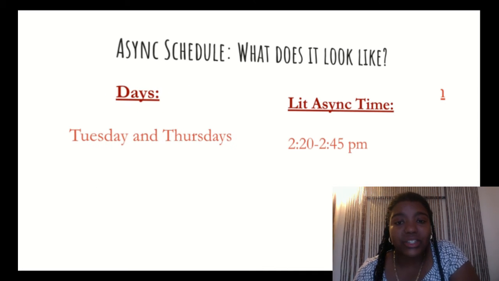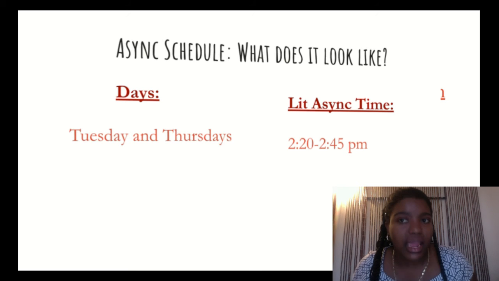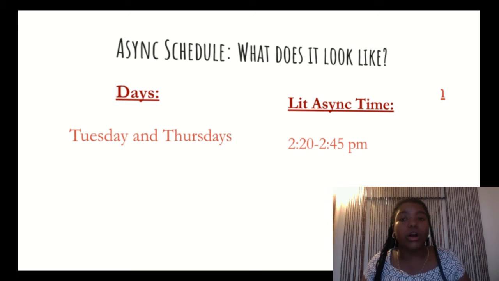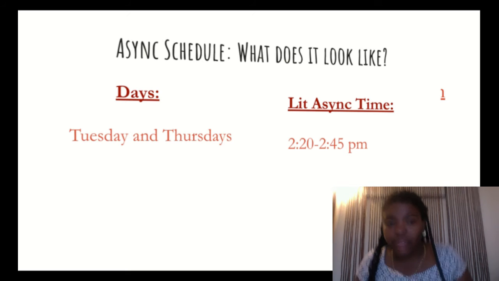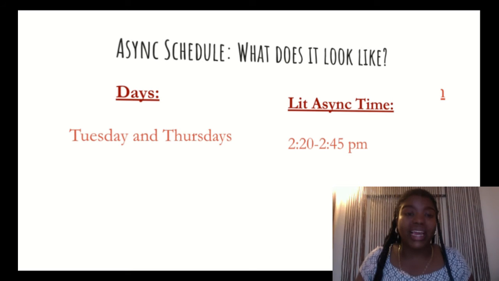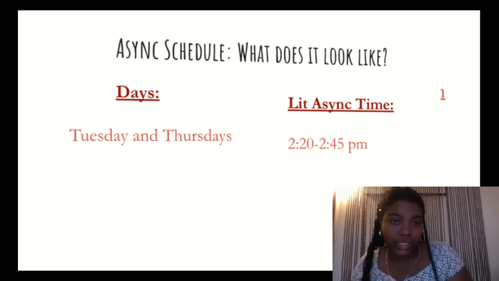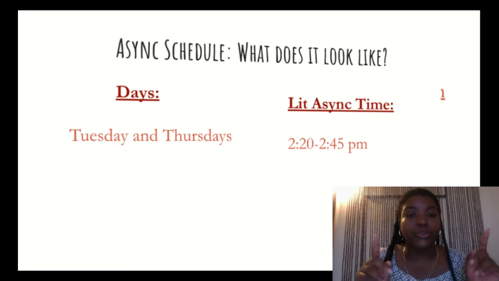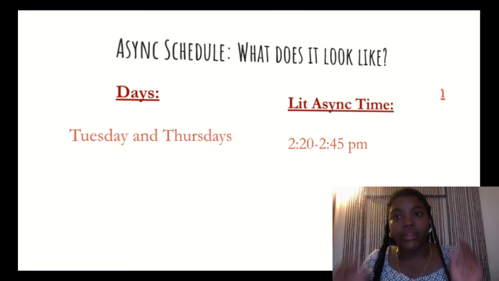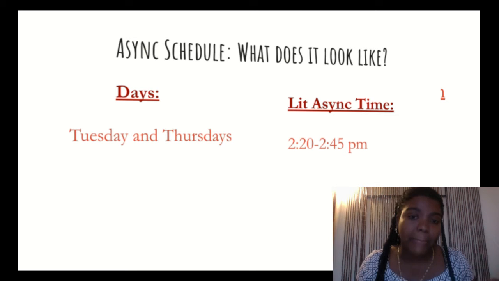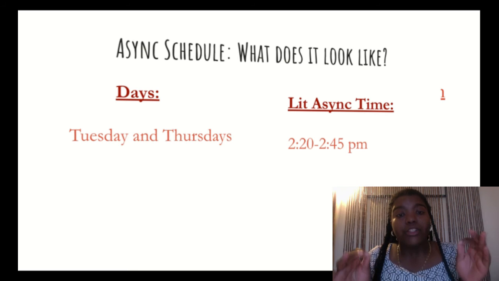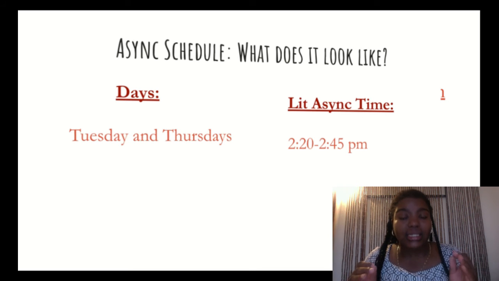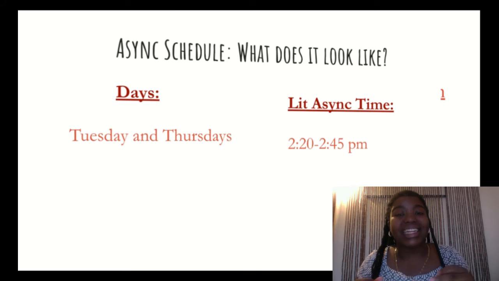Our async schedule, what does it look like? Today, even though it is a Friday, we are running on a Tuesday schedule, meaning our async days are Tuesdays and Thursdays. Our time slot on the schedule for async time is 2:20 to 2:45. This is especially important to note because I expect your async assignments to be done at the latest by 3:30. 2:45 the earliest, 3:30 the latest.